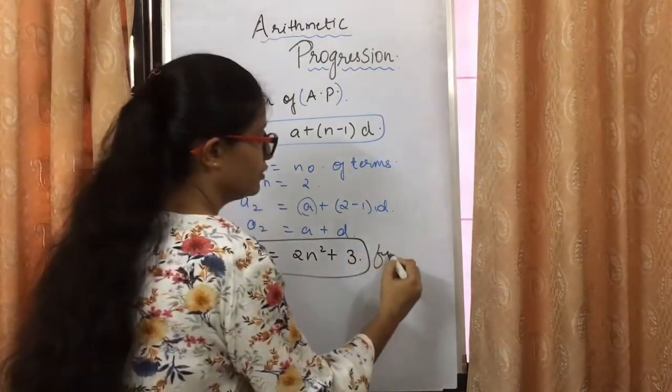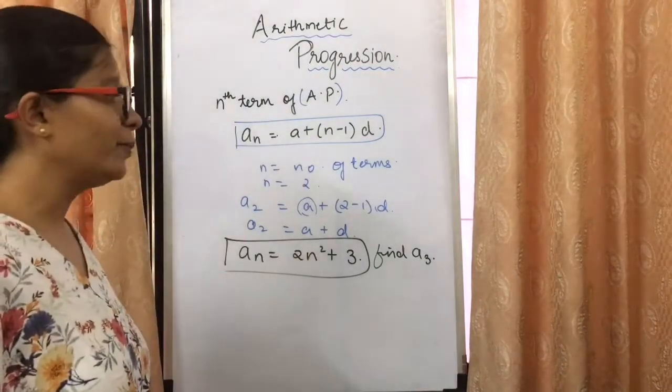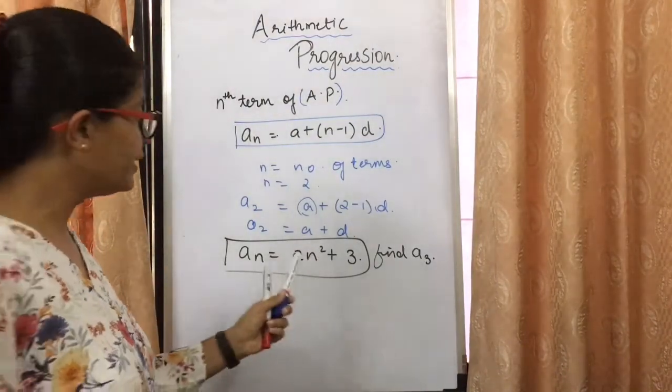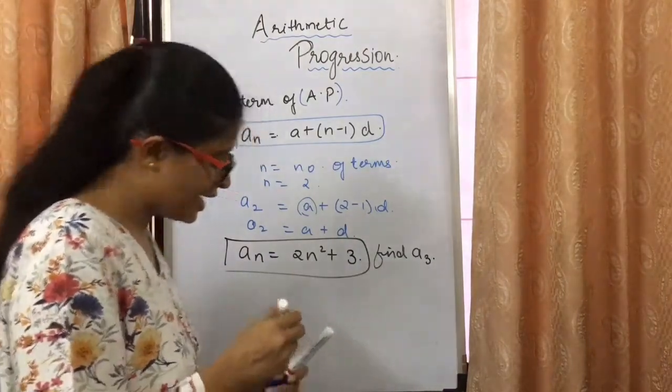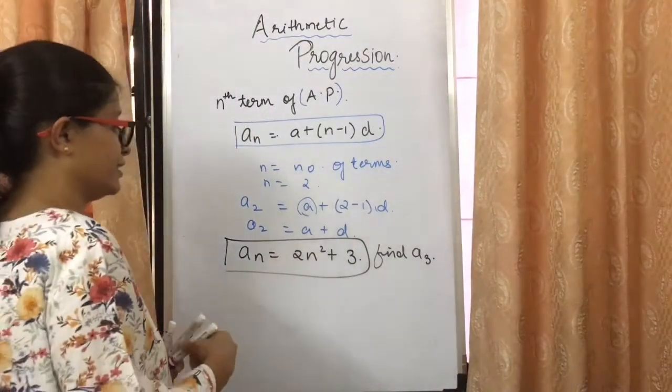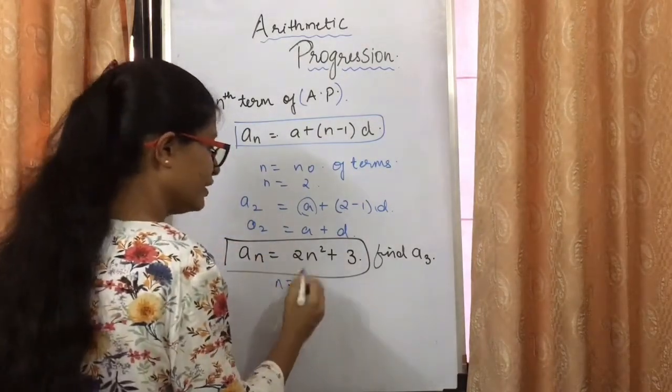के लिए ये आपको equation दी हुई है और आपको बोला है कि find a3. Find a3. What do you mean by a3? The third term for the series. How we can find out the third term for the series? Third term मतलब n कितना हो गया? N will be 3.